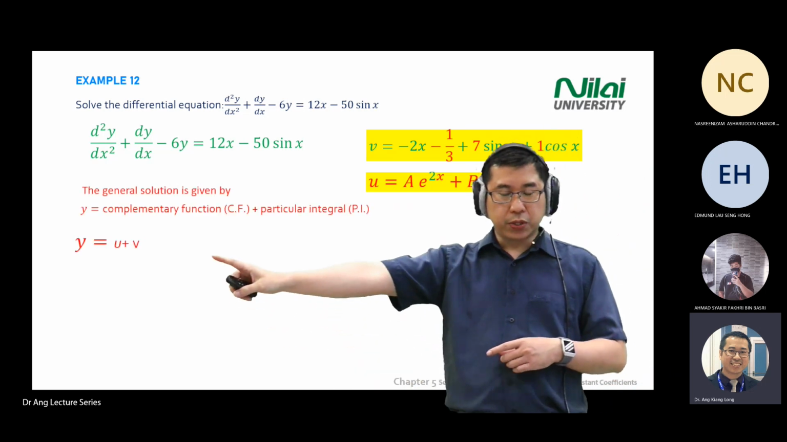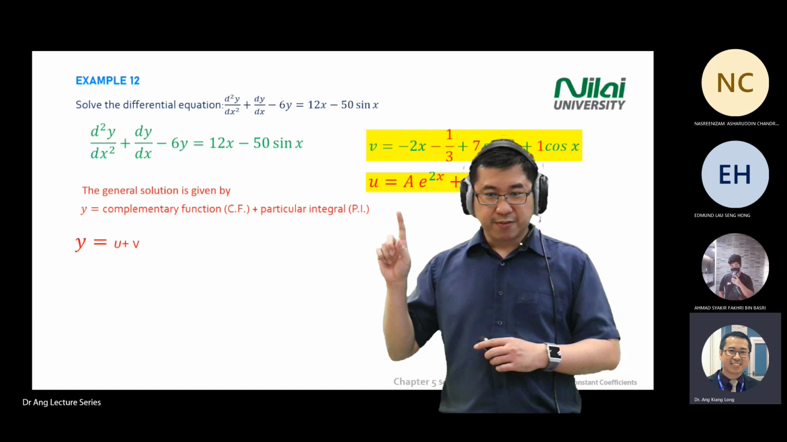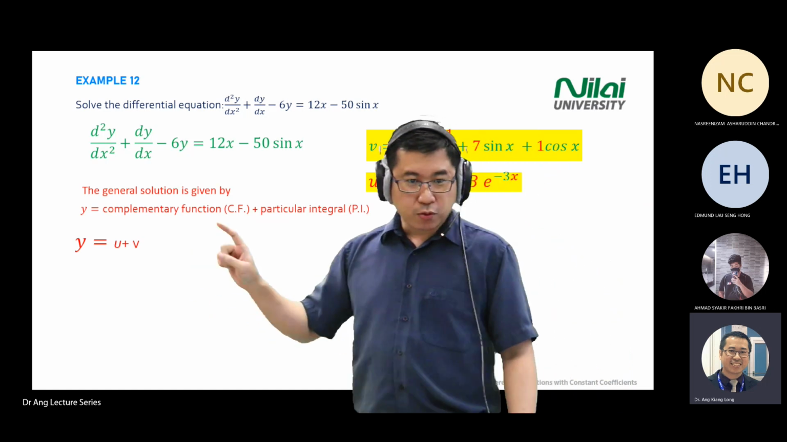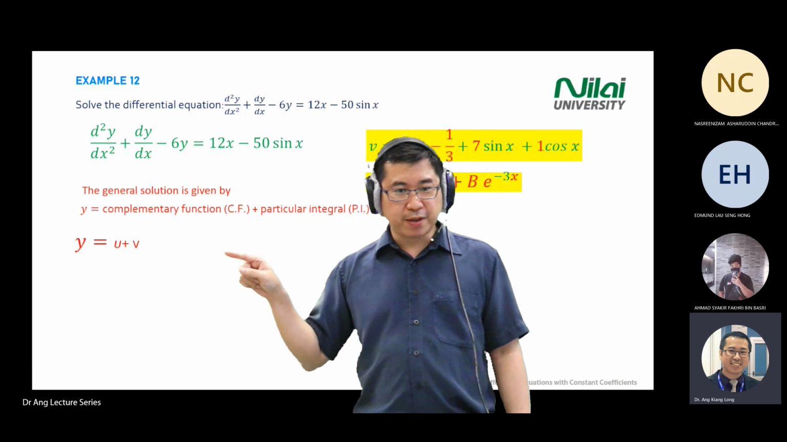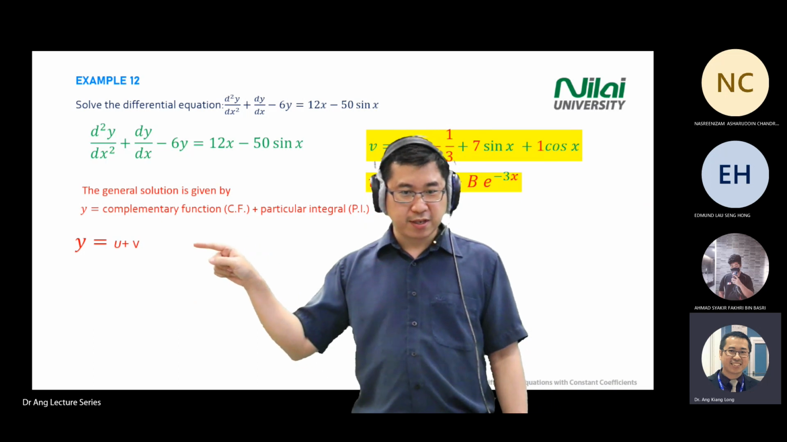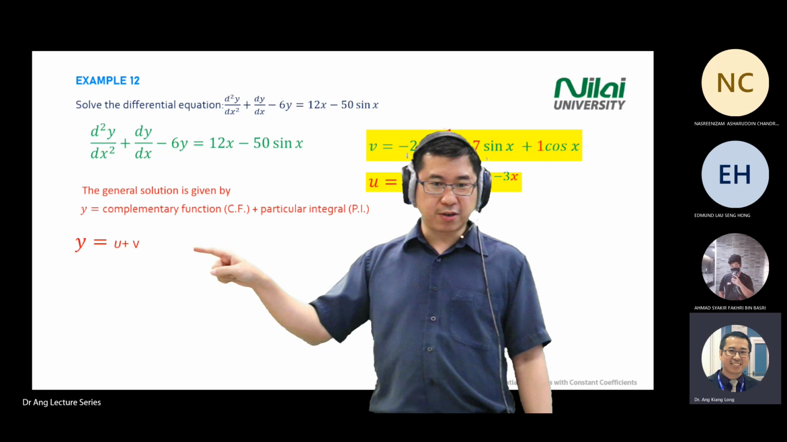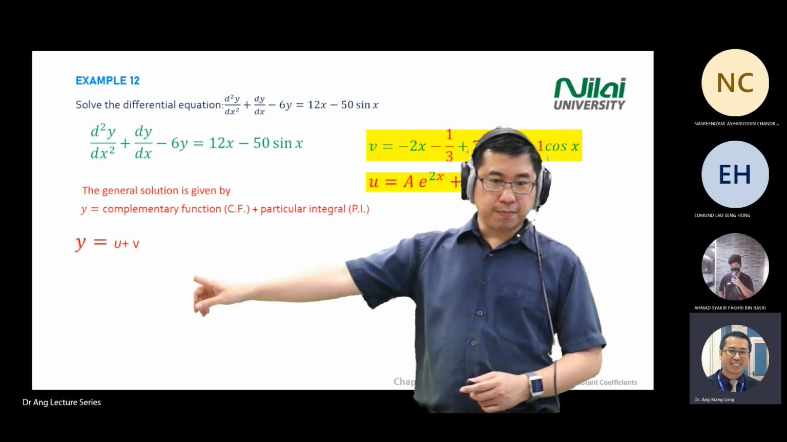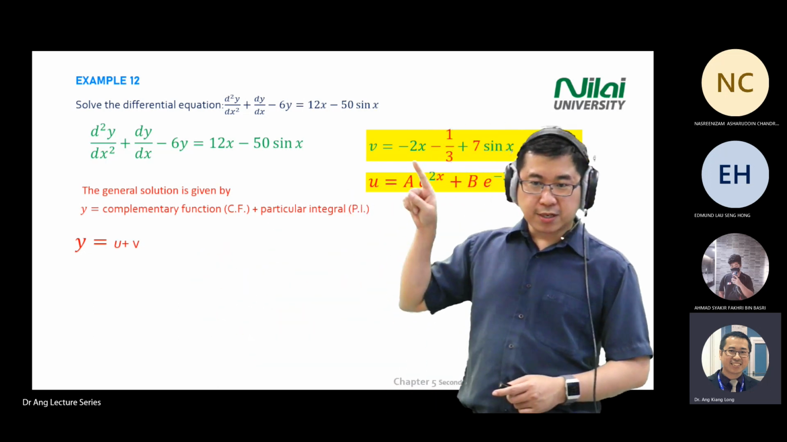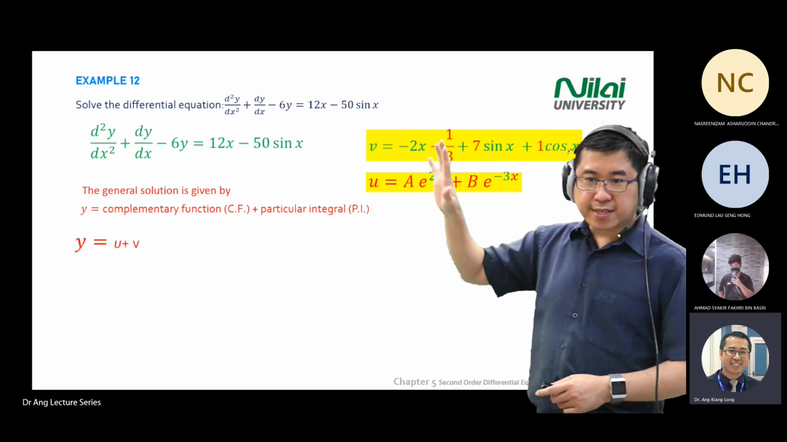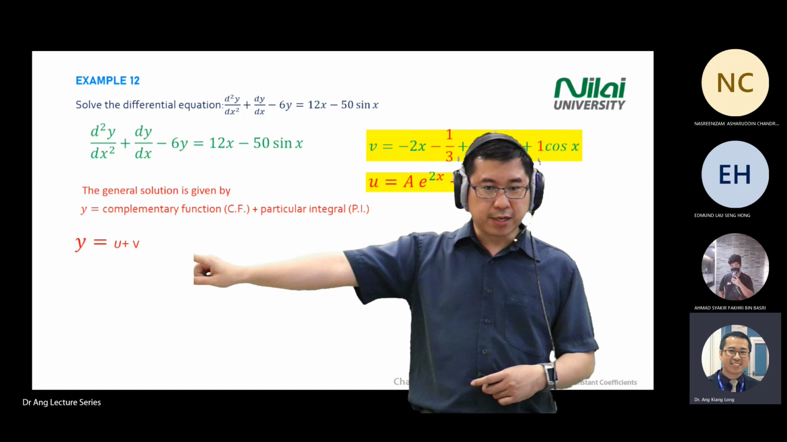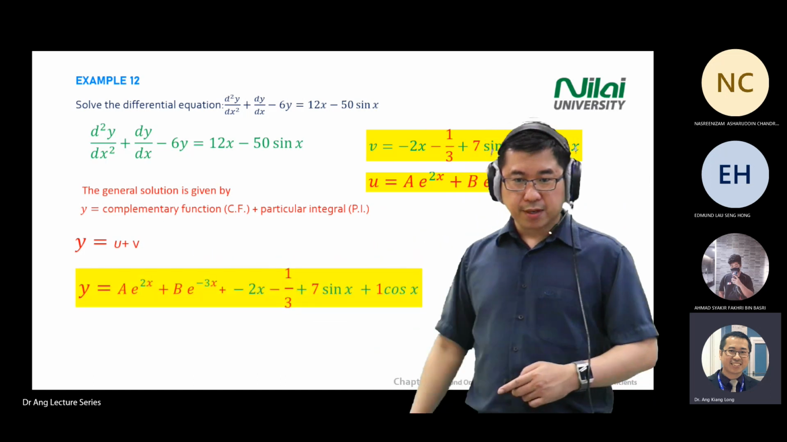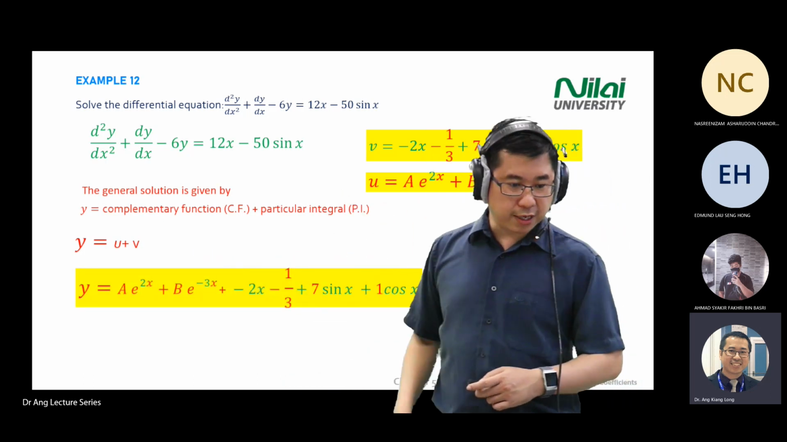You combine u and v again in the final exam. If you write y equal to u plus v, I will give you one free mark for this general equation. Don't miss this general equation, because if you mess up with your u and v, this one will help you score some marks. All right? Then you substitute all this inside here.